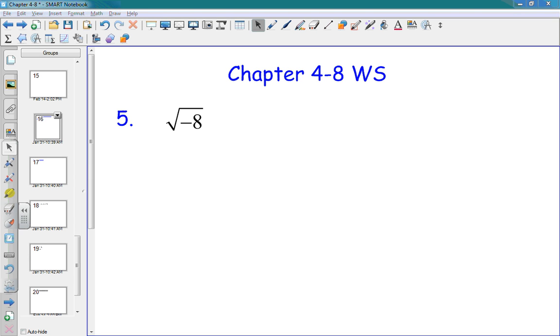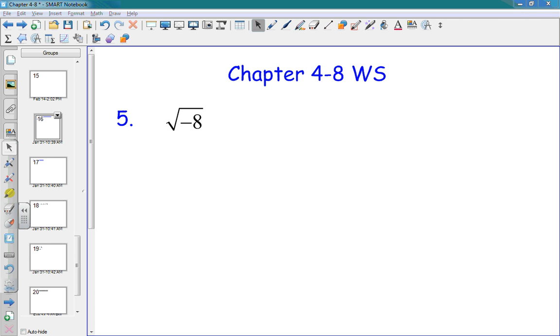Here we go. I'm going to start your homework with you guys today, and this is the Chapter 4A worksheet. This is all about complex numbers. So number 5 is what we're going to begin with. It says to simplify each expression by using the imaginary number.